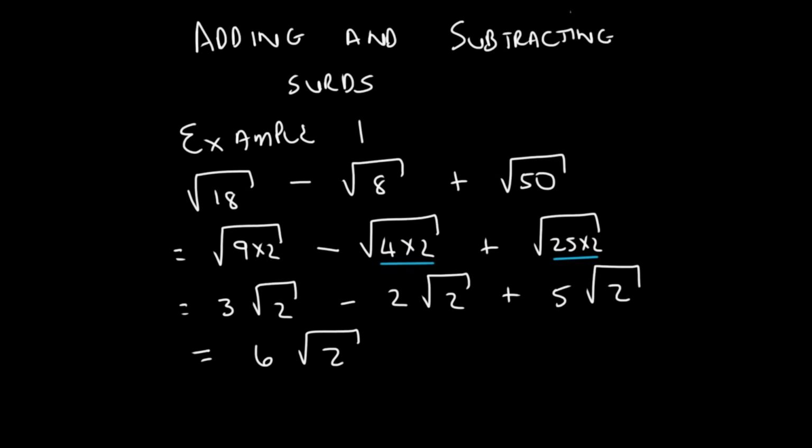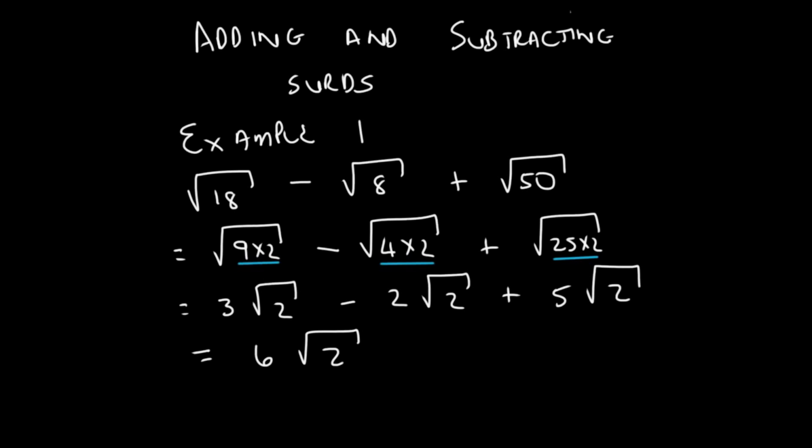Now, in the next line we are going to say the square root of 9 is 3. But we cannot take the square root of 2 without getting a decimal. So we leave that in surd form. The square root of 4 is 2, and then we are left with square root 2 again, and then the square root of 25 is 5, and we are left with square root 2 again.